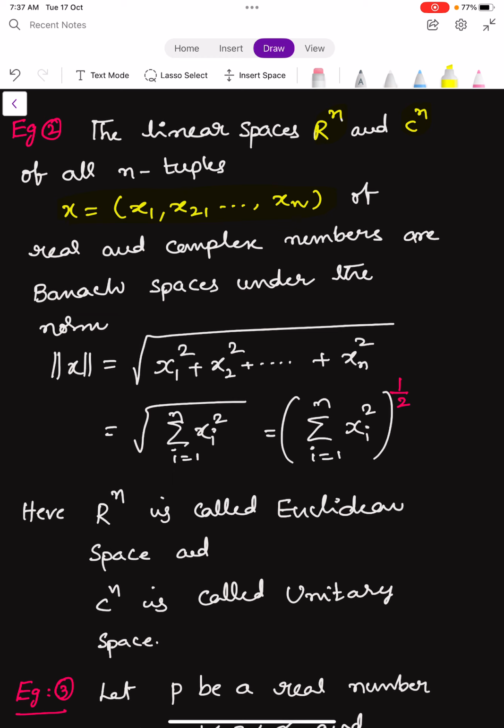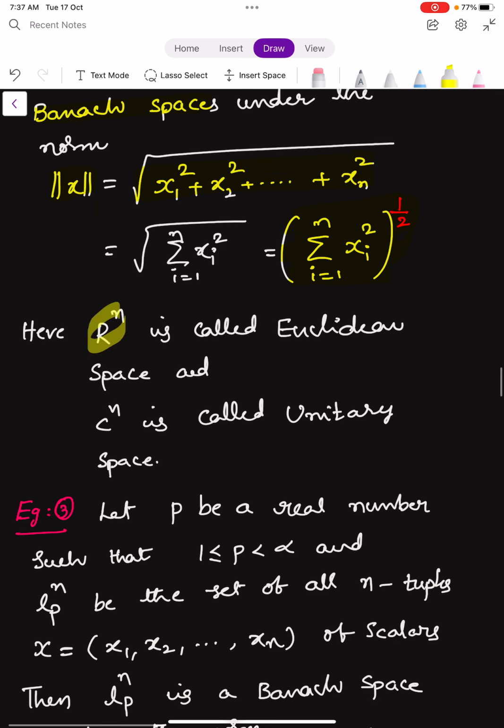of real and complex numbers. Both are Banach spaces under the norm defined by norm x equals the square root of x1 square plus x2 square plus and so on plus xn square. This norm can be simply represented like this: summation over i equals 1 to n of |xi| square, whole power 1 by 2. R^n is called Euclidean space and C^n is called unitary space.